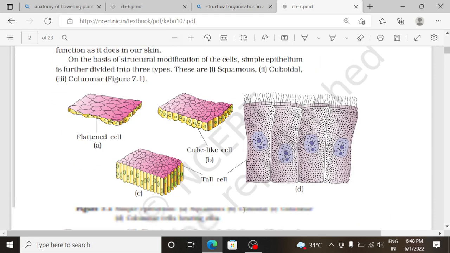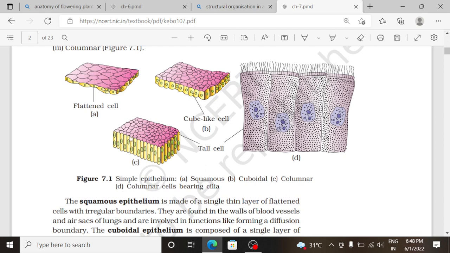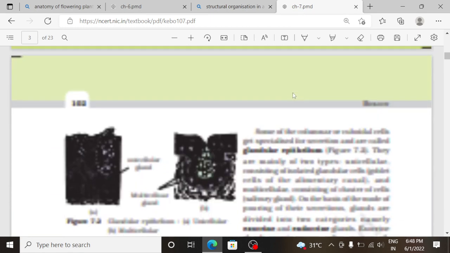Yes, so this is the diagram of simple epithelium. These are all the types of simple epithelium. A is squamous simple epithelium, B is cuboidal simple epithelium, C is columnar simple epithelium, and this is specifically columnar cells bearing cilia. You can see the hair-like structures. These are the cilia. So these are columnar cells bearing cilia.